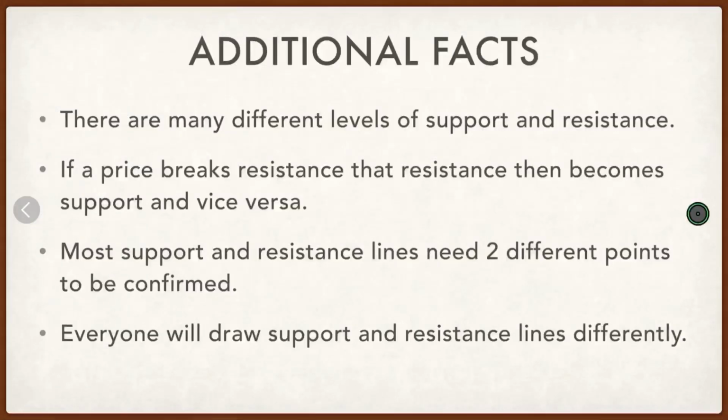There are many different levels of support and resistance. If a price breaks resistance, that resistance then becomes support. And the opposite is if a price falls below a support level, that support level then becomes resistance, okay? Most support and resistance lines need at least 2 different points to be confirmed. Everyone will draw support and resistance lines differently. So just because someone else pulls up the same chart and their support and resistance lines look a little bit different, don't let it get to you. Everyone will draw those lines differently.